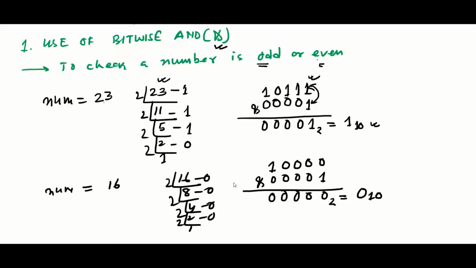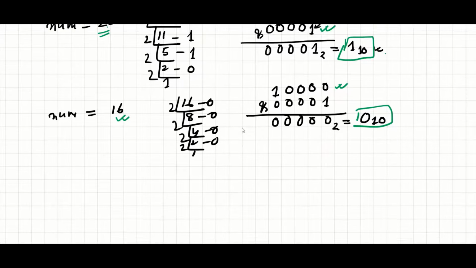From this simple mechanism, I think you get an idea. Whenever we perform a bitwise AND operation with 1 on an odd number, the answer will be 1. And whenever we perform a bitwise AND operation with 1 on an even number, the answer will always be 0. So this is a very simple hack you can apply in building programming logic.